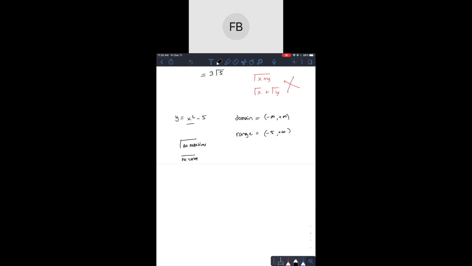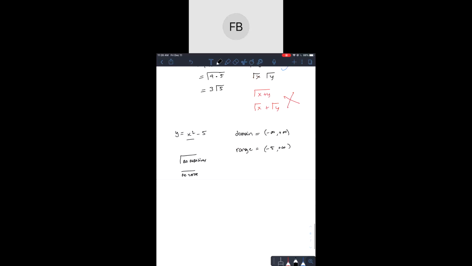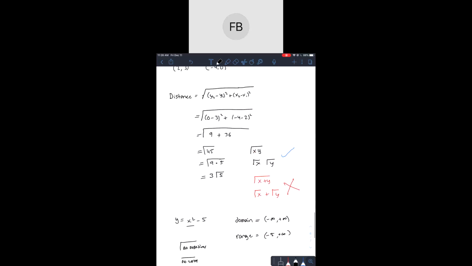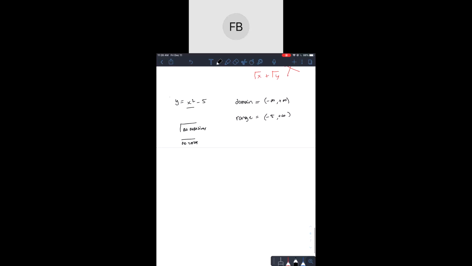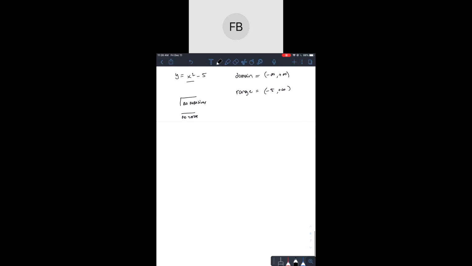All right, let's talk about the difference quotient just for practice. So here's an equation, and I'm just going to use the same one that we talked about up above: y equals x squared minus 5. We're going to have to use the difference quotient, and this will probably be on the final, so be prepared for it.